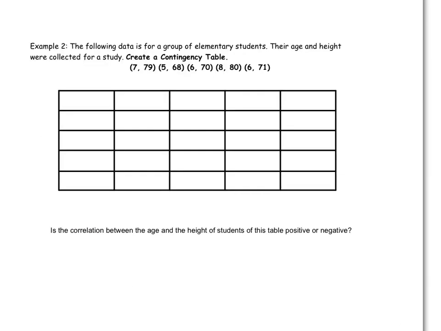And I'd like you to try, on this page, the second example. You're given some information here. You're given some data about the age and height of a group of students. So the age is the X, the Y is the height. I'd like you to create a contingency table like we just did, and then answer the question about the correlation. Is it a positive or negative correlation? Pause the video here, please, and complete the contingency table.